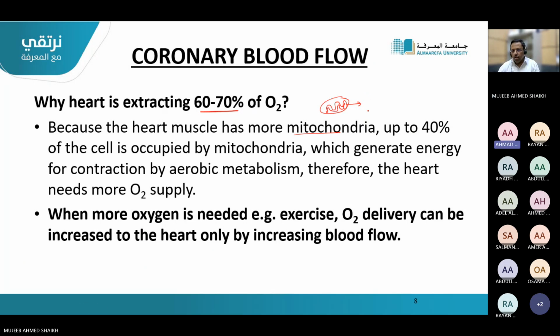They make ATPs. With aerobic metabolism, with the utilization of oxygen, they are making ATPs. So they have a lot of mitochondria, around 40% of the cell size is occupied by mitochondria. So they extract more oxygen and prepare more ATPs.